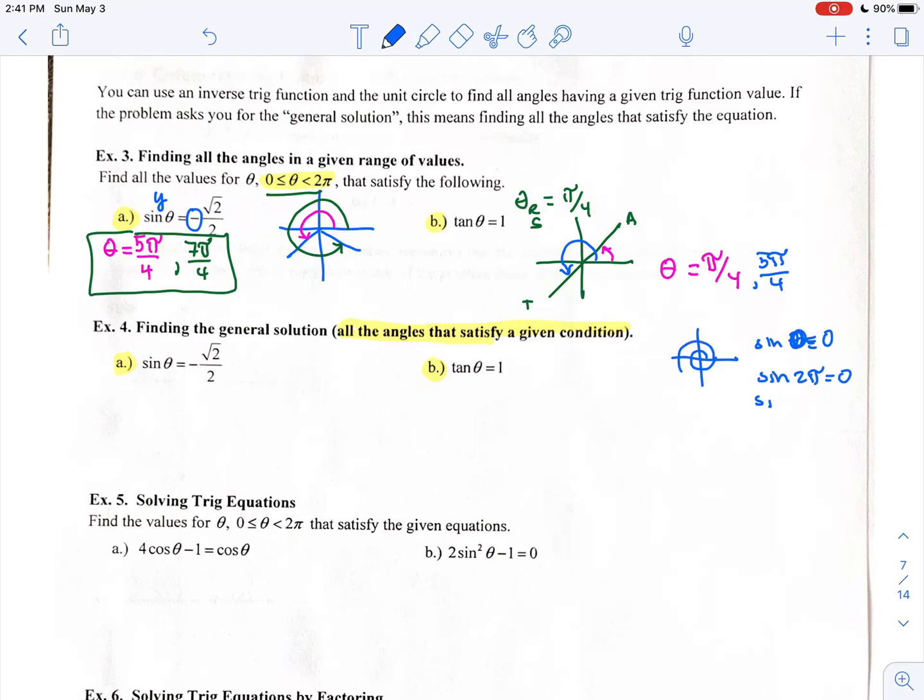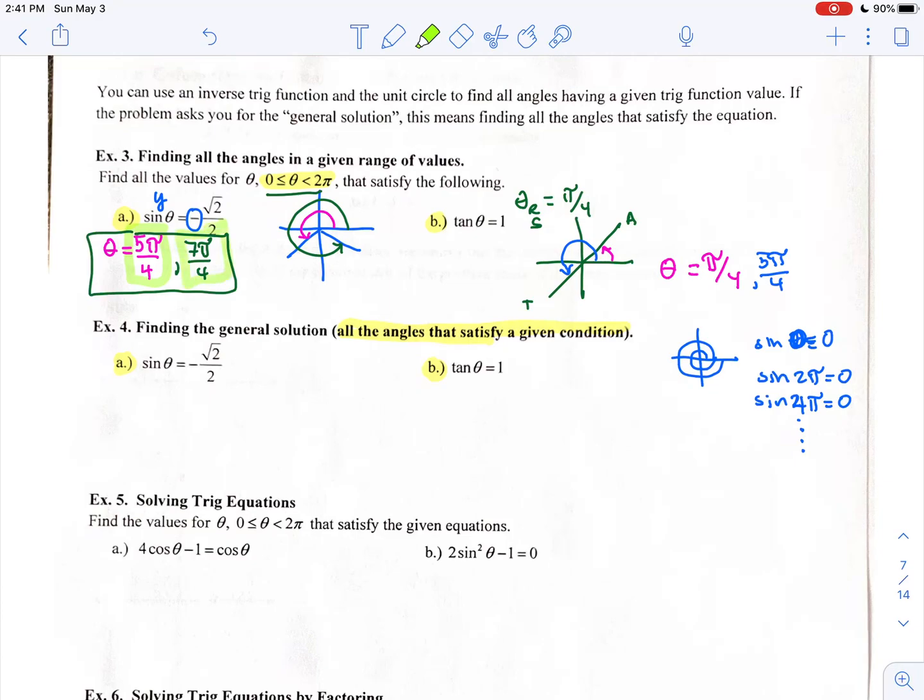If I do another revolution, I land back at the same spot where y is still 0. So sine of 4 pi is also 0. We can continue adding 2 pi and doing multiple revolutions, and the answer is that there is an infinite number of solutions. So how do we express that? We know that the first revolution that gave us negative radical 2 over 2, let's highlight that here, the answer was 5 pi over 4.